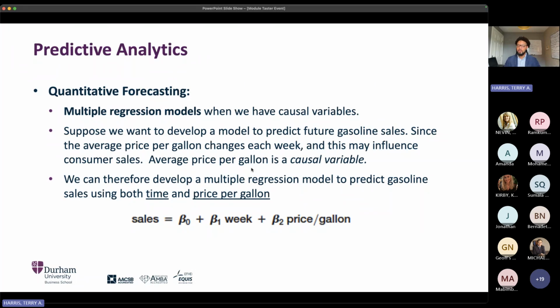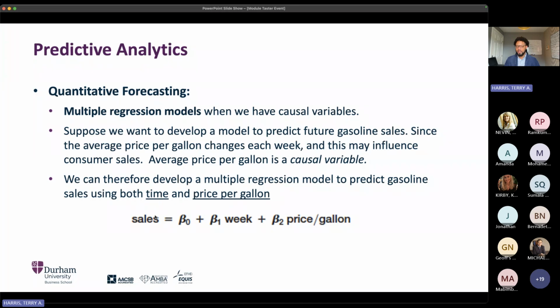And so if that is the case, then we should include price per gallon on the right-hand side of any model that seeks to predict sales. We'll discuss how we can identify variables that we think could have causal relationships, how to test whether our suspicion that the variable has a causal relationship with the outcome Y is valid or not, and how to estimate these types of models.